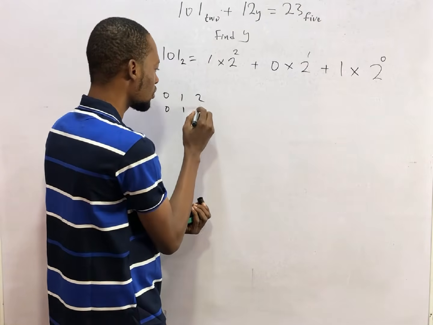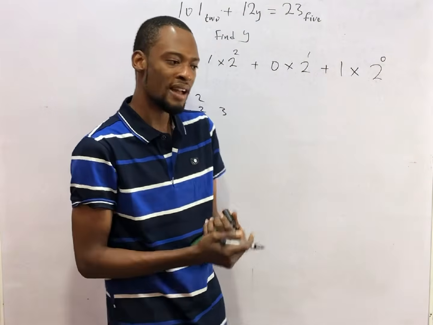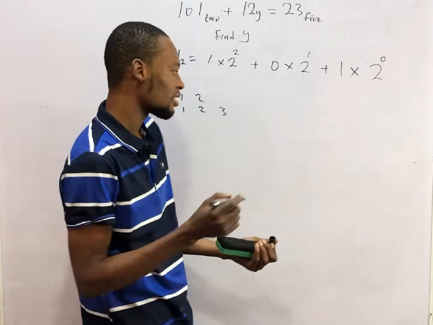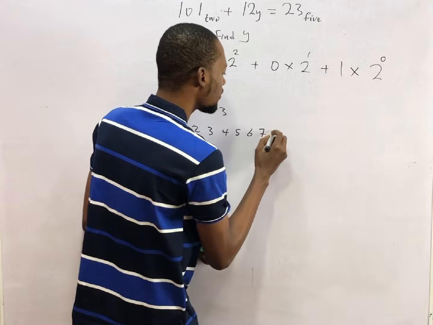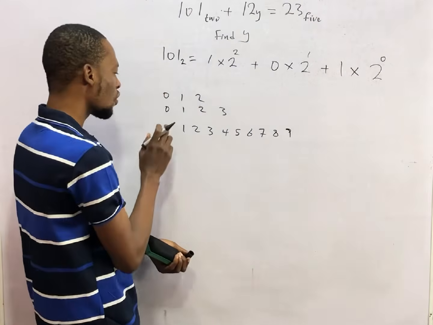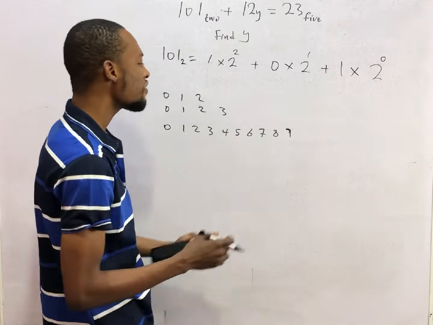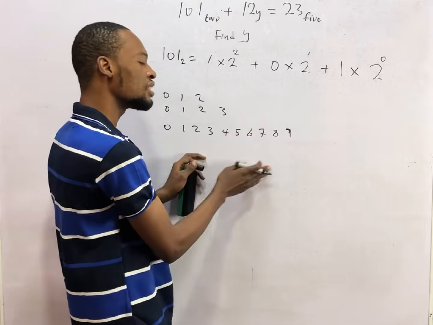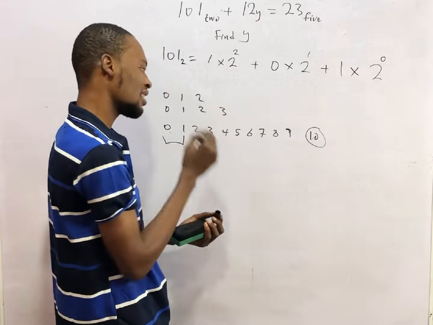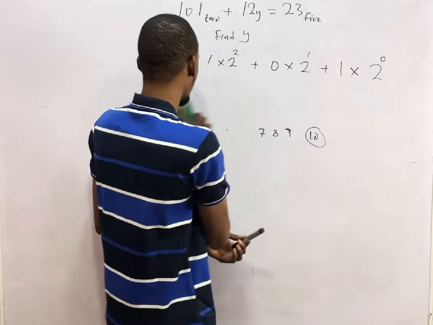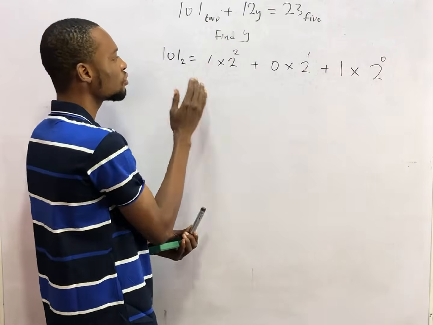0, 1, 2, 3. Now, we count in base 10. This is why the maximum number we can have is 9. 0, 1, 2, 3, 4, 5, 6, 7, 8, 9. Which is 1, 2, 3, 4, 5, 6, 7, 8, 9, 10. Base 10. Every other number is a combination of these values. If you say 10, it is simply 1 and 0. That is it. Let's not forget that we are converting 101 base 2 to base 10.